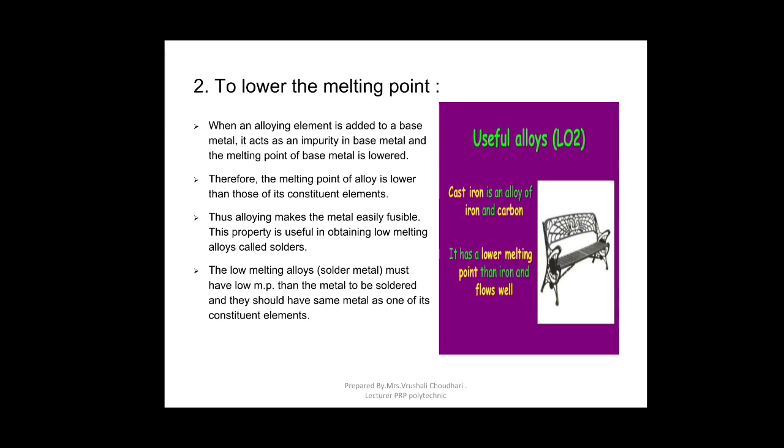The low melting alloys called solder alloys must have a lower melting point than the metal to be soldered, and they should have the same metal as one of their constituent elements. See, cast iron is an alloy of iron and carbon. It has a lower melting point than pure iron, which is used for making mechanical assemblages.